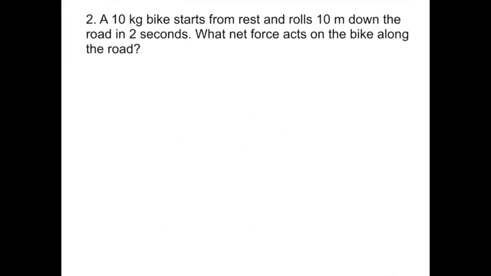Number 2. A 10 kilogram bike starts from rest and rolls 10 meters down the road in 2 seconds. What net force, so we're solving for force, F, acts on the bike along the road? Let's start by solving for the bike's average velocity. We know that the bike travels 10 meters in 2 seconds, so its average velocity must be 5 meters per second. We'll call that V average.